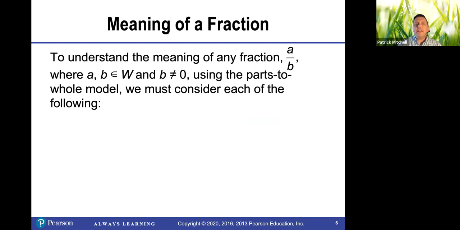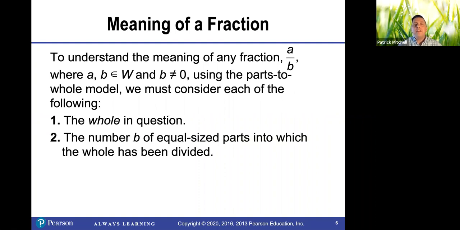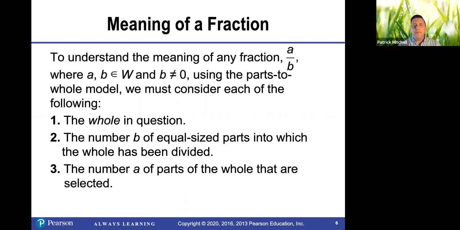To understand the meaning of any fraction a over b, where a and b are whole numbers and b is not 0, using the parts to whole model, we must consider each of the following. We must consider the whole in question, the number b of equal sized parts into which the whole has been divided, and the number a of parts of the whole that are selected.